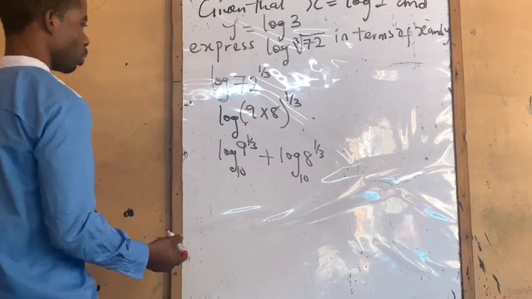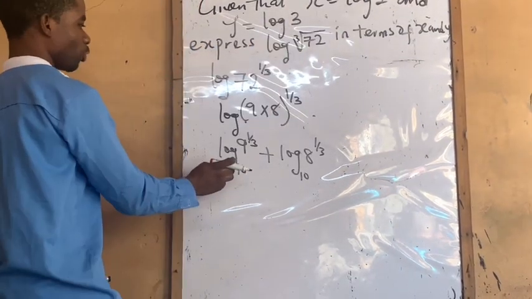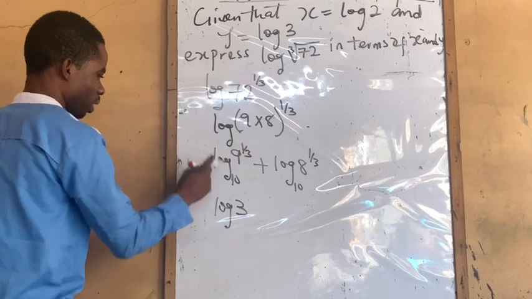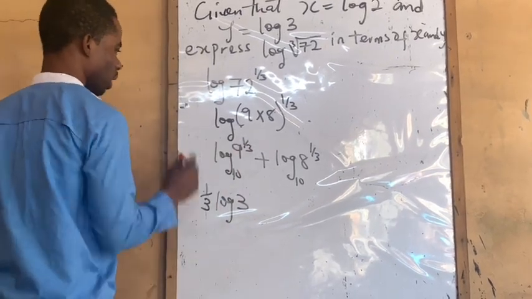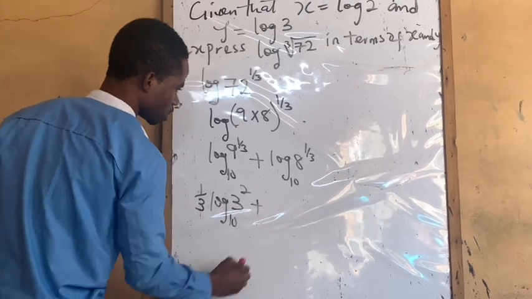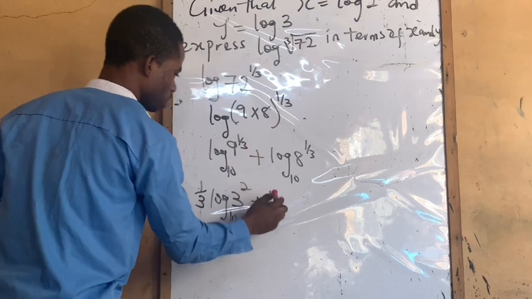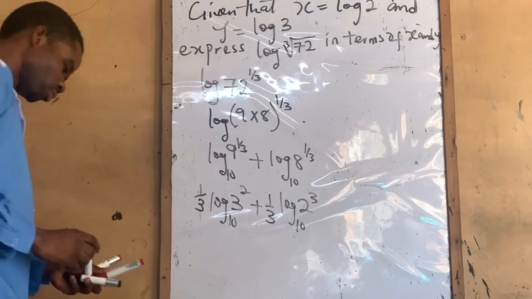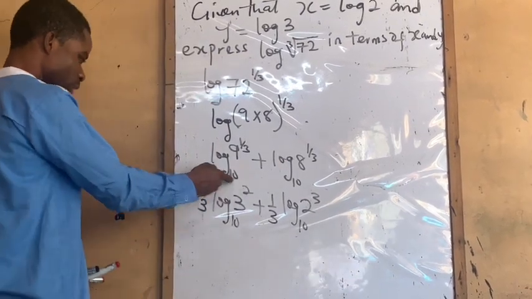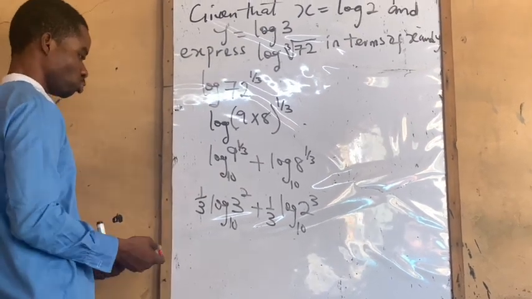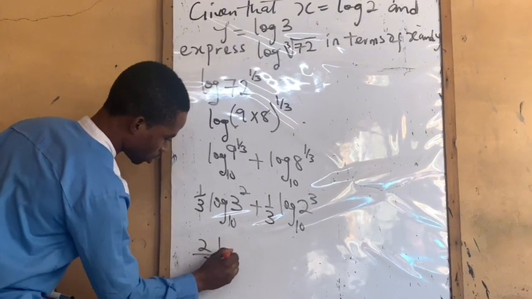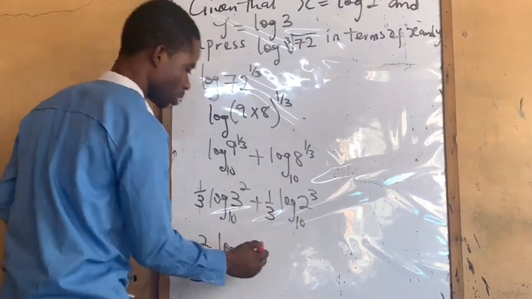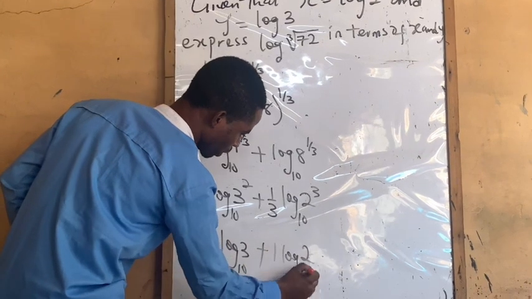But don't forget, we only need log 2 and log 3. So this log 9, I can write as log of 3 squared, and I bring the 1 over 3 to the back. And 8 can be 2 cubed, so log 2 cubed base 10. Bringing the powers down, 2 times 1 over 3 gives 2 over 3 log 3 base 10, plus 3 times 1 over 3, which is 1, so 1 log 2 base 10.